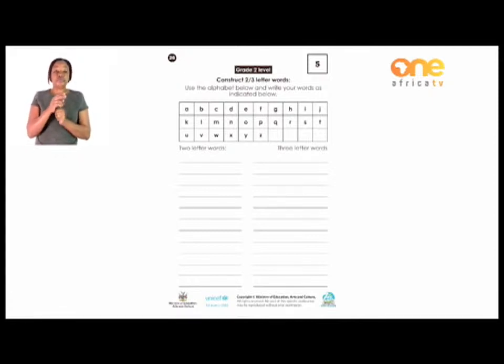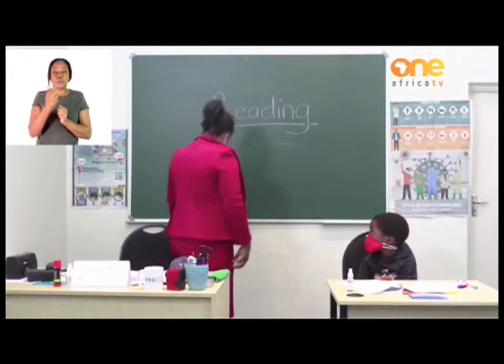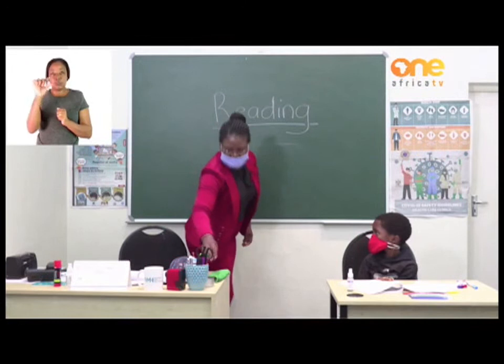Are we together? So you have to write for me the 2-letter words on the left and the 3-letter words on the right. Now, what do we mean by 2-letter words? The 2-letter words are the words which only comprise 2 letters of the alphabet. We can have an example of words like on. How do we write on? Can you come with me to the chalkboard and see how we can write the 2-letter words? Let's get an example on the chalkboard.